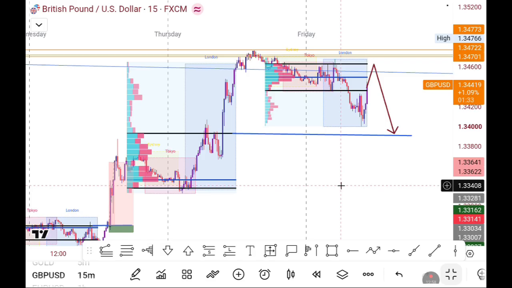If it doesn't open with a gap, that's perfect. But if it opens with a gap, you have to wait for the gap to close first, so that you can get a precise entry.